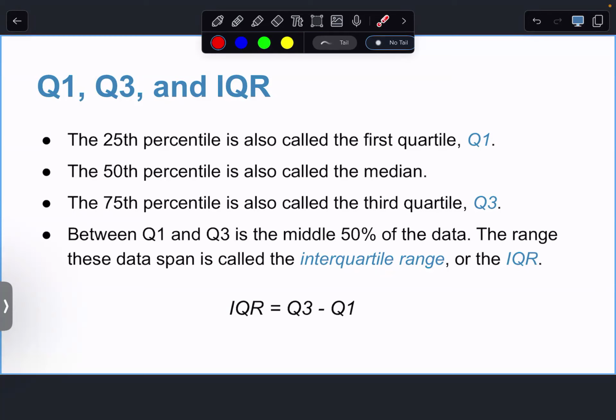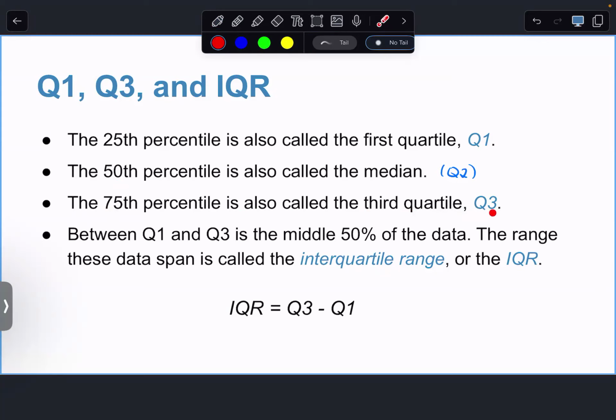We're going to denote it by Q1, okay, for the first quartile. The 50th percentile is called the median, and if you want, you could call it Q2, but it's pretty rare that we call it Q2. Second quartile, 2/4, right, is half.